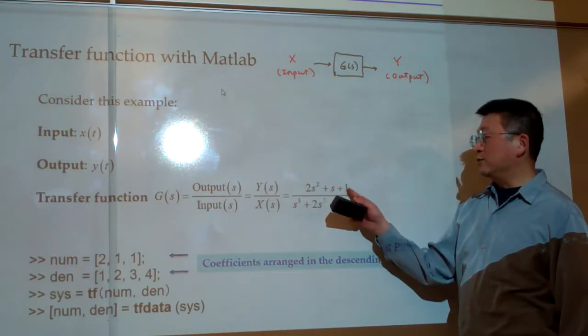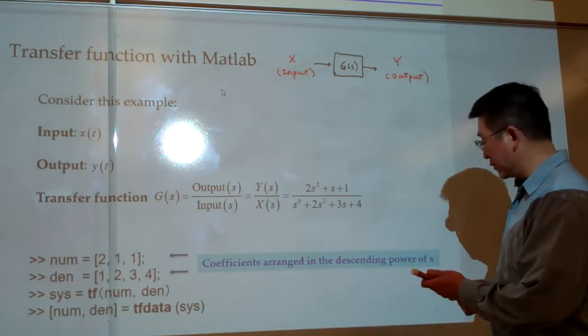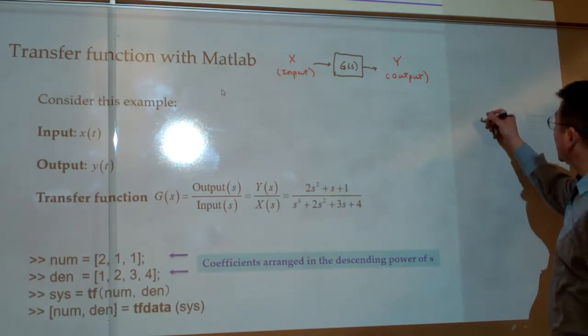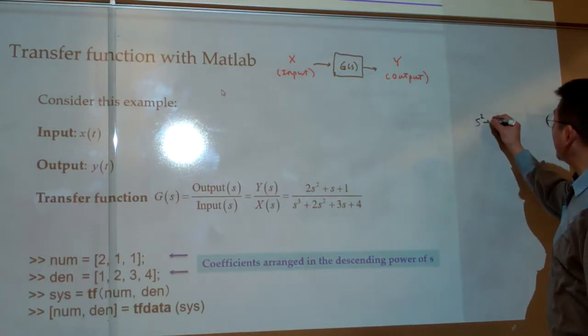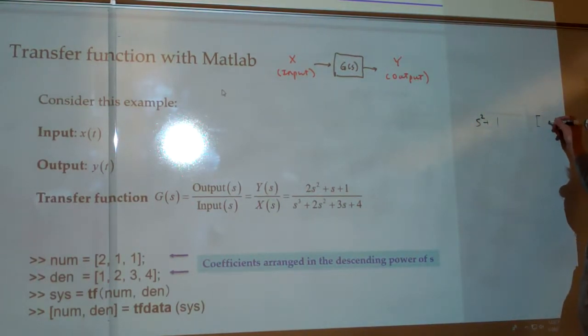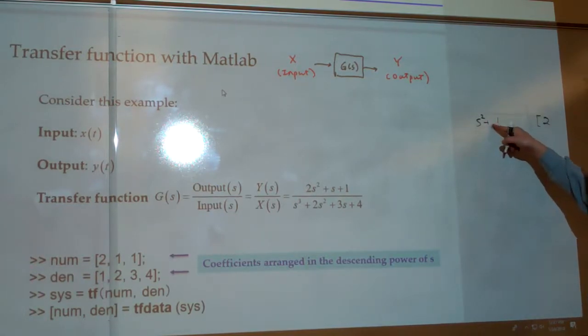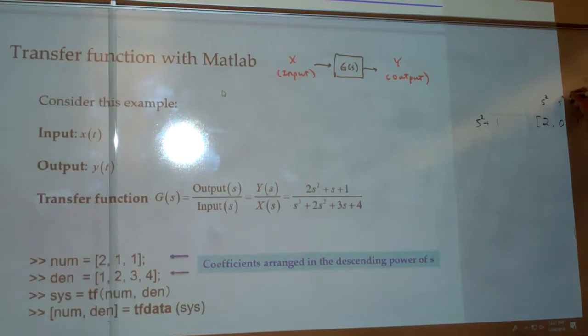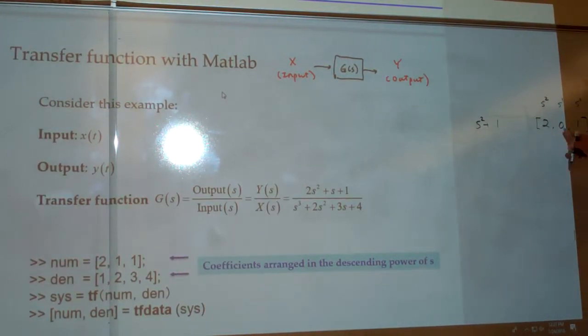2, 1, 1. For example, if you have the function s squared plus 1, then you have to express it as 1 for s squared, 0 for s, and then 1 for the constant. So basically this is the second order, first order, and zero order. If a coefficient is 0, I have to put a 0 there.